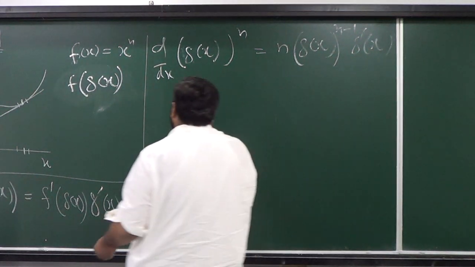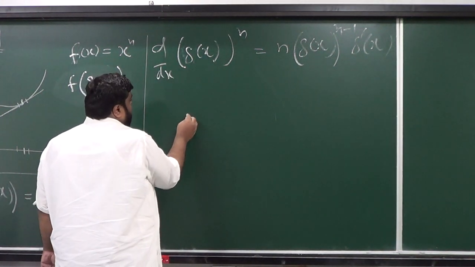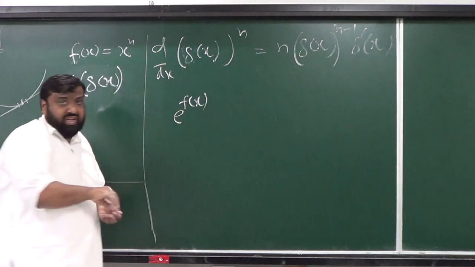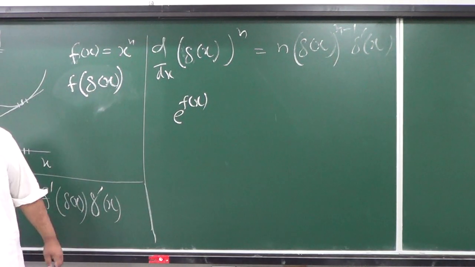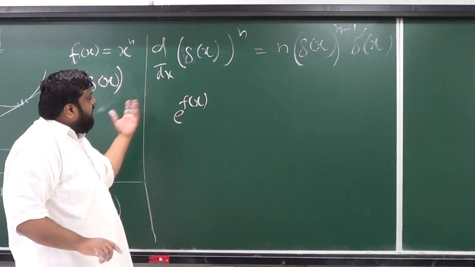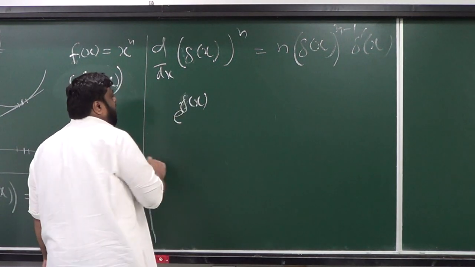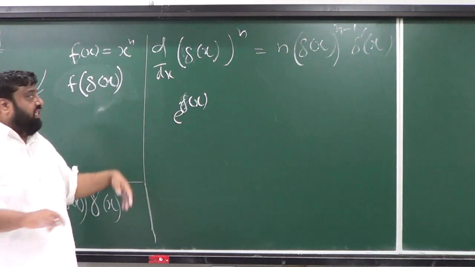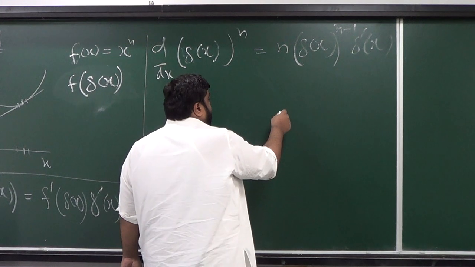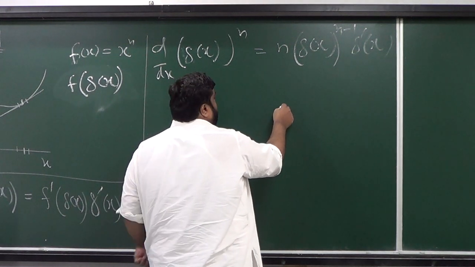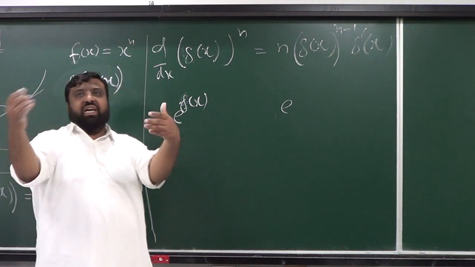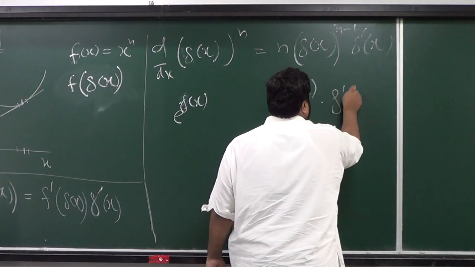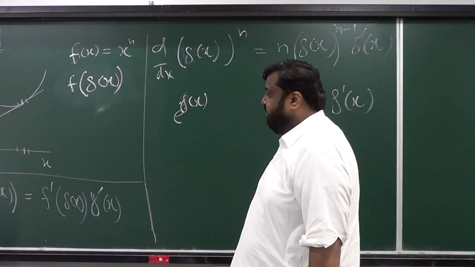Alright, imagine if I have e raised to g of x and you want to compute the derivative of this. This can be seen as the composition of the exponential function with g of x. And what would be the derivative of it? Differentiate the exponential function, which is going to be e to the x, and replace x by g of x, multiplied by g prime of x.